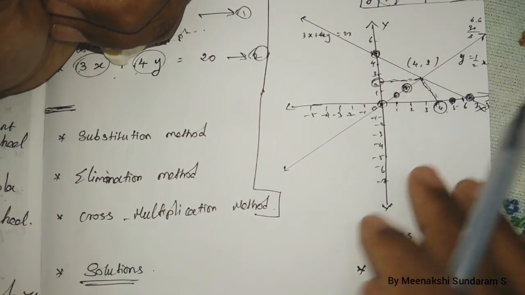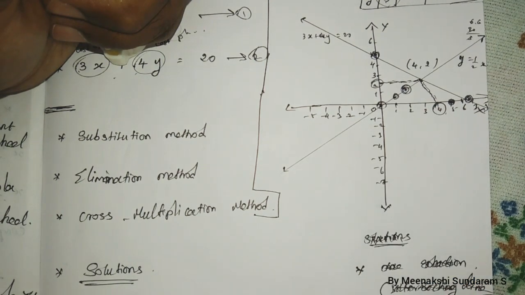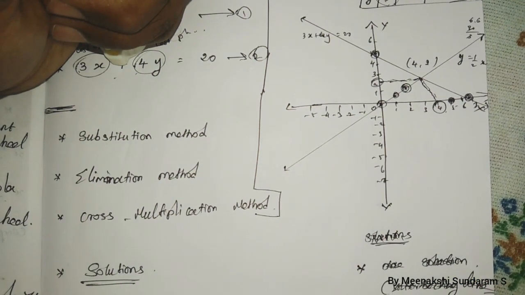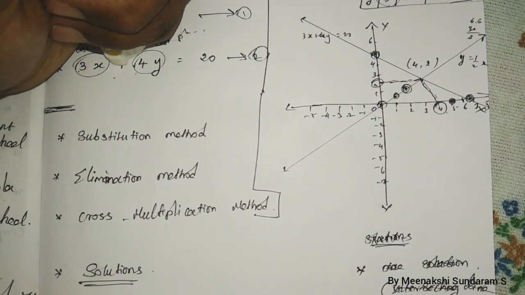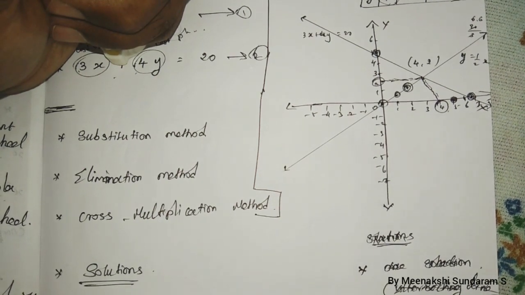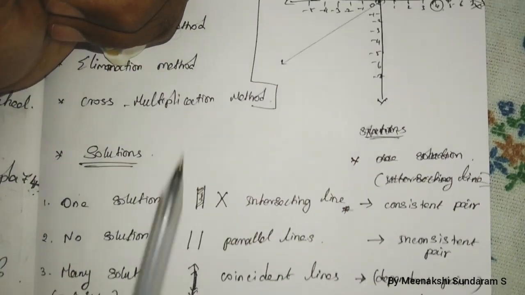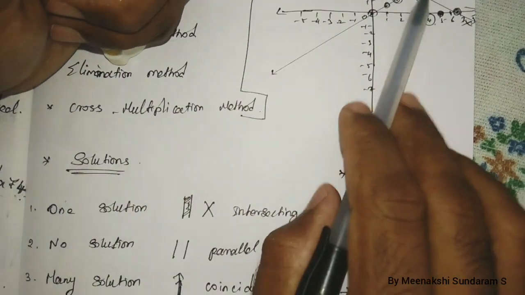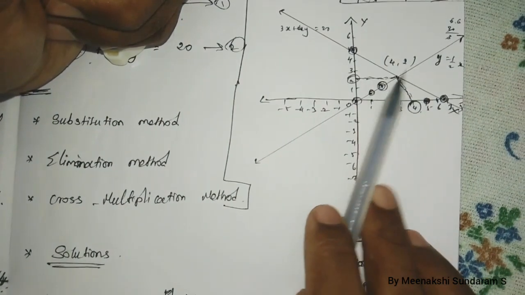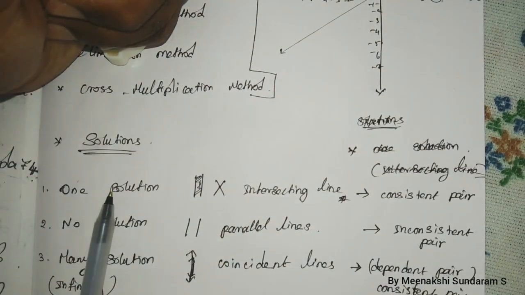But geometrically, there is only one method, this one. When we intersect the two lines, the intersection point is the solution. Clear? The intersection point is the solution of these equations. Clear? Now listen, algebraically, it has only one intersection, so it is one solution.